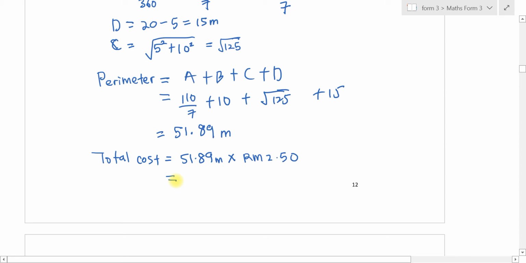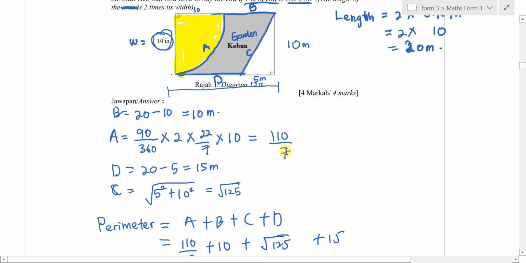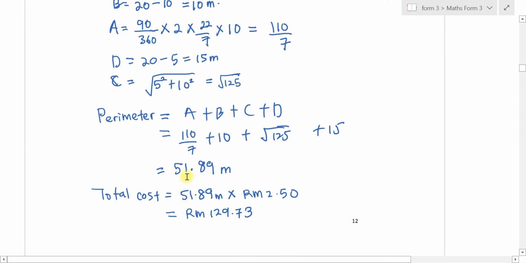129.73. RM 129.73. If you make a mistake and put 74, it's also okay. There is a range. Some people simplify earlier, which means they will get an answer more than 51.89. So some marking schemes will accept, some won't. So always remember, simplification can only be done at the end of the answer, unless you don't have any choice, then only you simplify earlier.